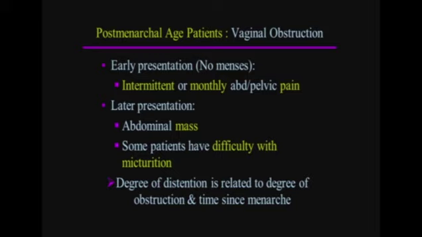In postmenarchal age patients with vaginal obstruction, the early presentation is no menses, but maybe you're not going to know that the patient is supposed to have a menses. Such a patient will have intermittent or monthly abdominal pelvic pain. Later presentations include abdominal mass, and some patients have difficulty with urination, micturition. The degree of distension of the uterus is related to the degree of obstruction and the time since true menarche.